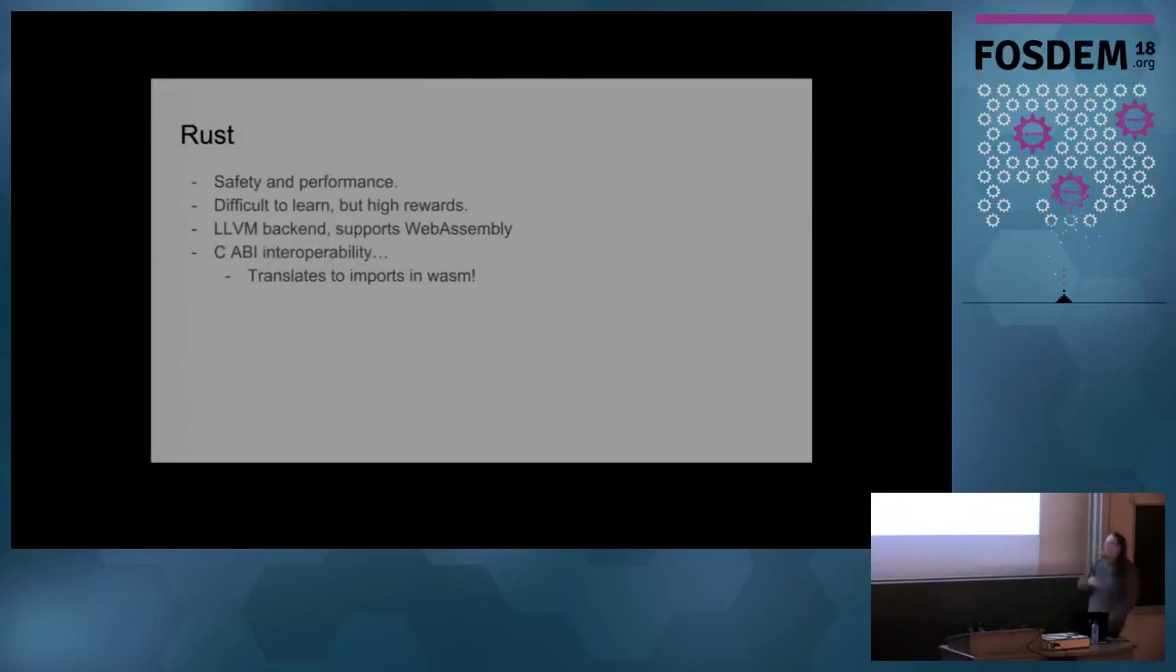Rust, you probably already know. There was a presentation before that explained some of it. It has an LLVM backend, supports WebAssembly natively, and it is interoperable with the C API, which, when compiled to WebAssembly, translates to imports. WebAssembly has a native concept of imported functions, which is what you can use here.